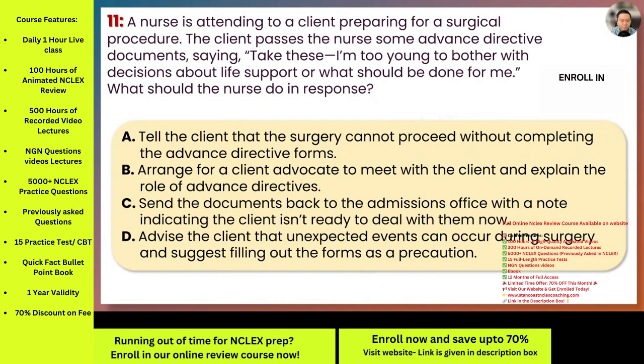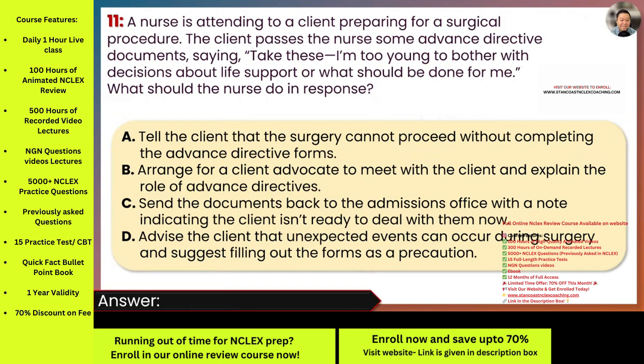So this question tests your ability to respect patient autonomy, use therapeutic communication, and advocate for informed decision making regarding advance directives. And so the answer here is letter B. Why? Because the client is misunderstanding the purpose of advance directives, thinking they are only for older people or end-of-life decisions. Your role is not to force the client to make a decision, but you have to ensure they understand their options.